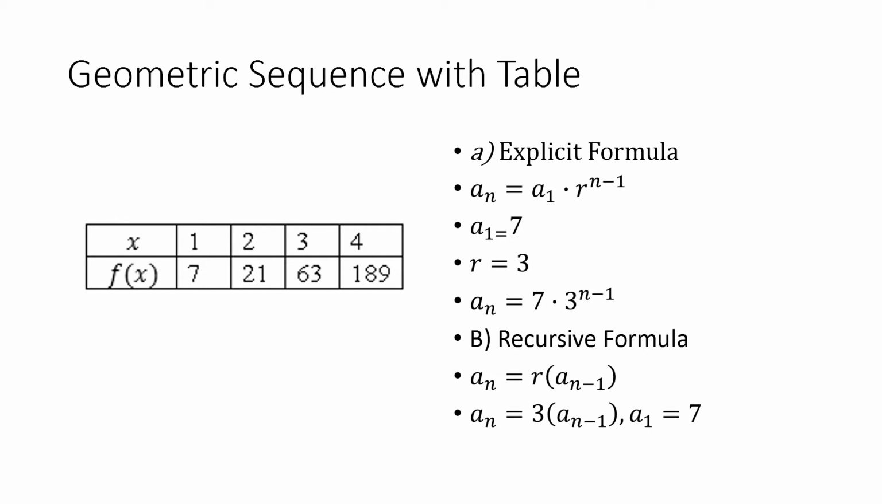Notice I filled 3 in for r here, but I also put the footnote that a sub 1 is equal to 7. When you're writing the recursive formula, that footnote is not necessary, but if you're writing the sequence from the recursive formula, it is needed. So I'll go ahead and put the a sub 1 is equal to 7 there, though you would not absolutely have to on your paper.